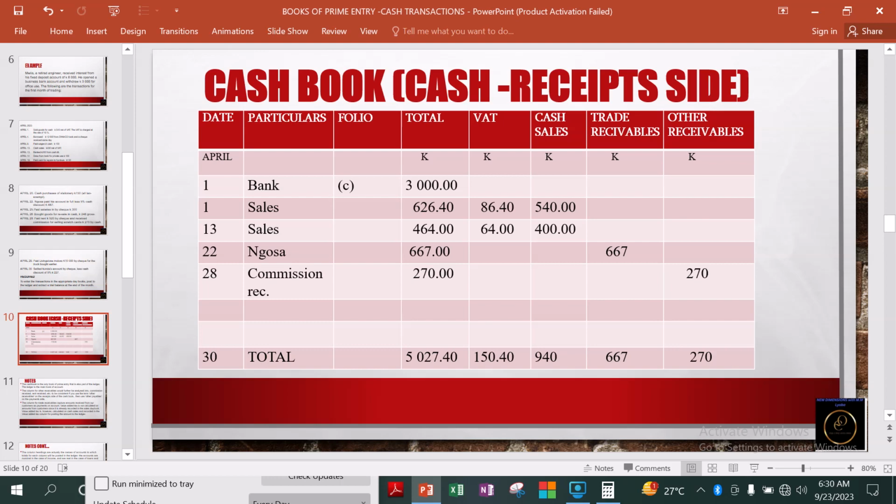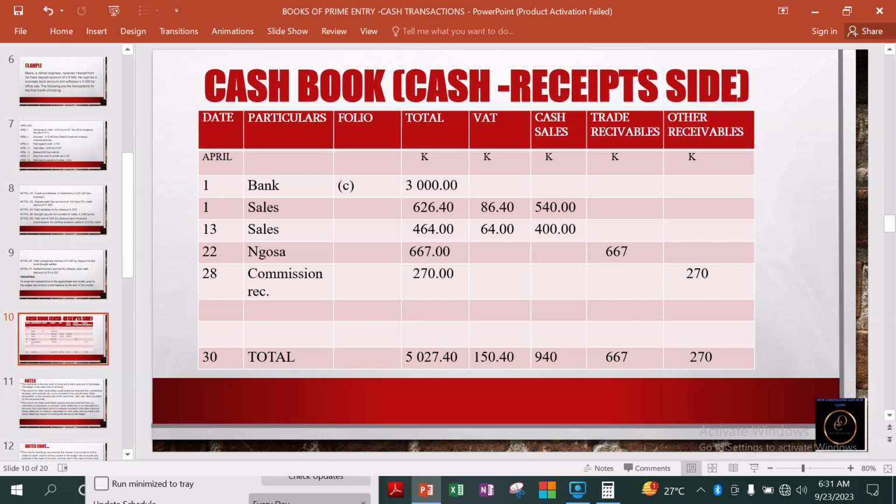So meaning that the customer paid a total of 626 kwacha 40 ngwee, which is VAT plus net amount sold. So the business will collect 540, and the 86 kwacha 40 ngwee is supposed to be sent to ZRA, the Revenue Authority in this particular case. So that's the transaction on the 1st of April.